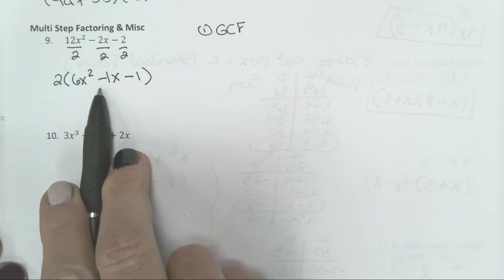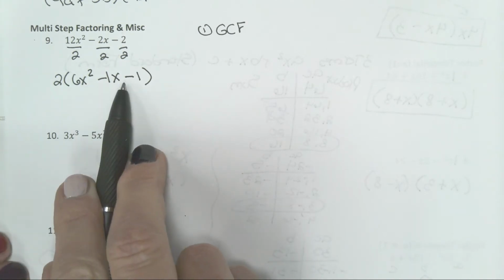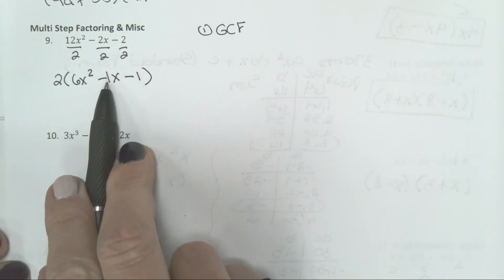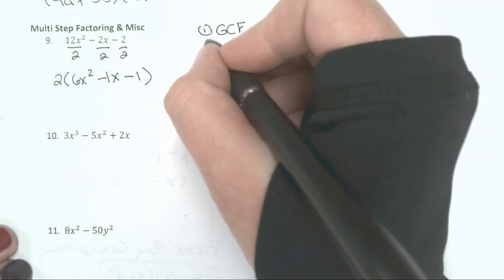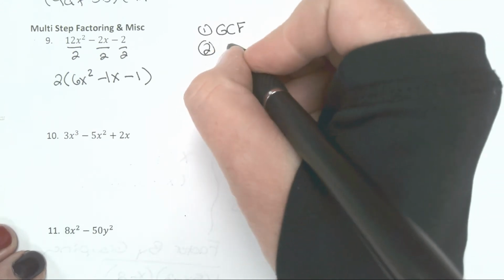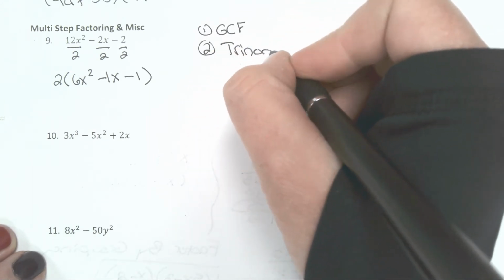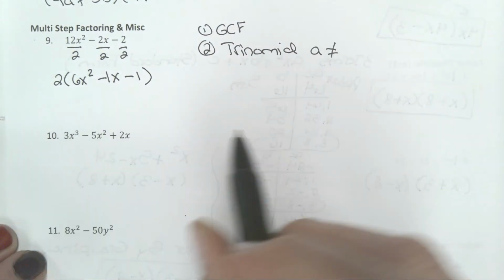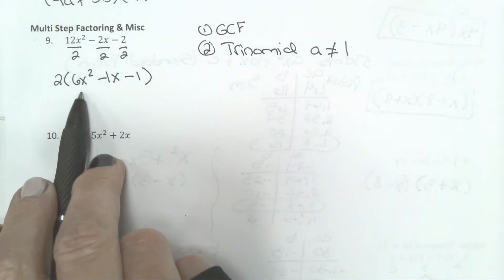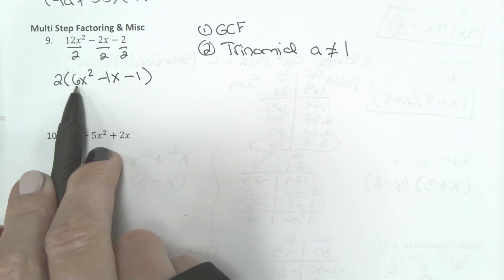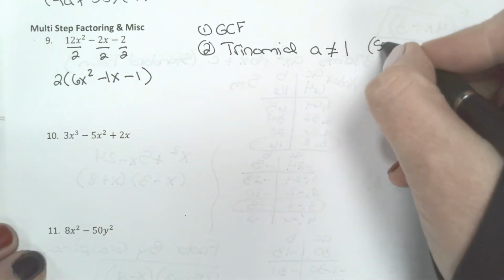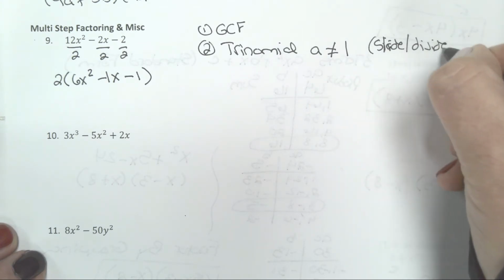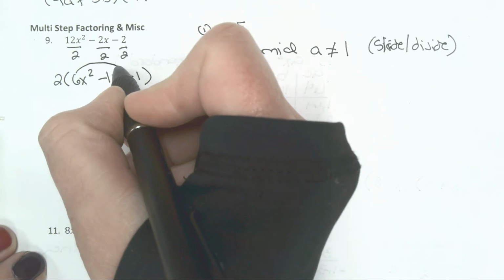I still have a trinomial. You have to make an ACB chart, and now you have to factor the trinomial that's in the parentheses. So the second thing we're going to do is your trinomial. All right, so you have to look for your instructions. Since a is not 1, I'm going to do the slide and divide method. So I'm going to move that 6 to the back.